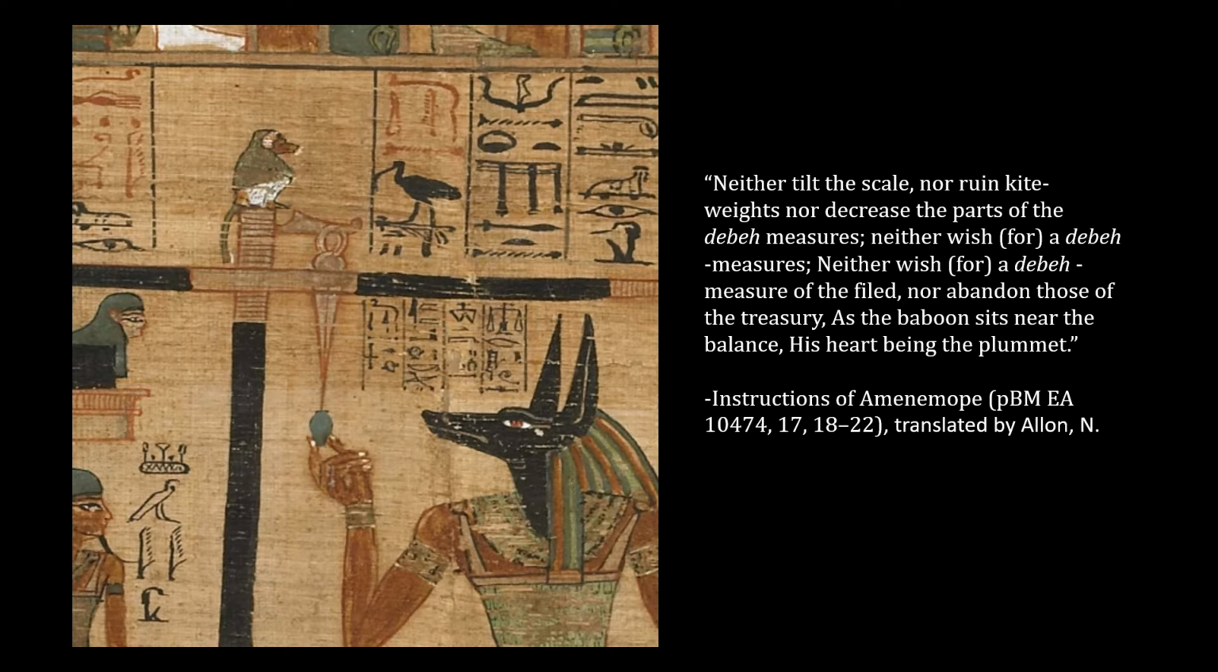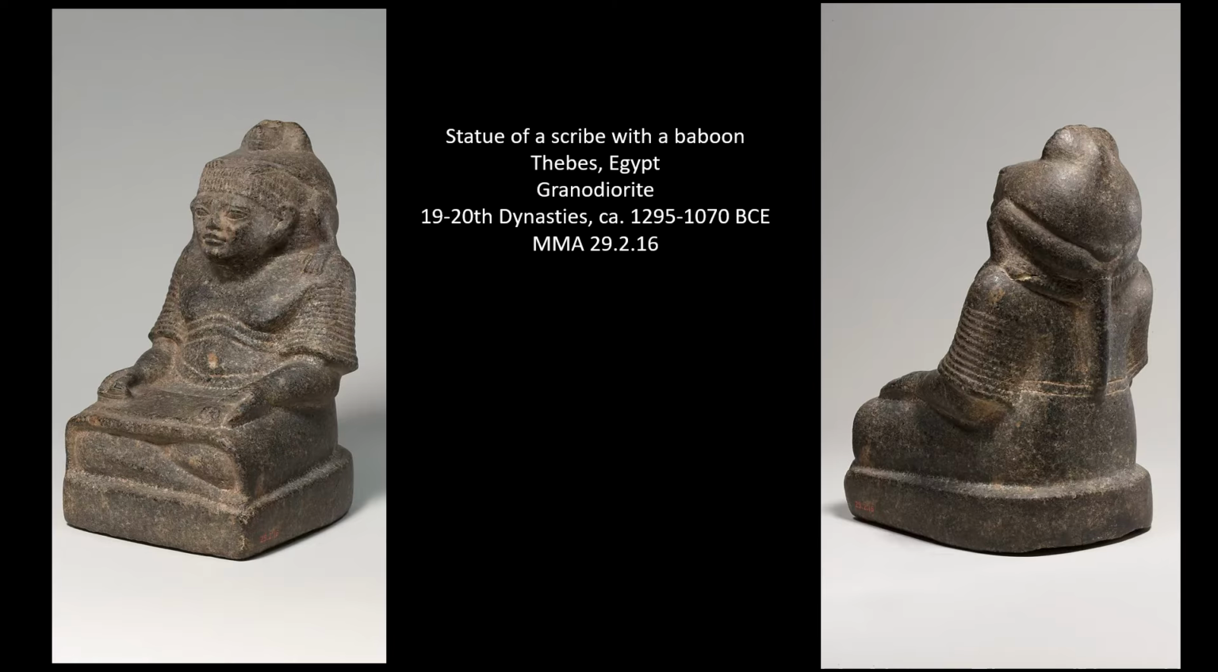So in this text, the reader is warned not to interfere with the weighing of the balance, as the baboon is overseeing this whole process nearby. In the context of the Met statue, Thoth is invoked in this baboon form to suggest an association between the scribe and Ma'at, or balance.